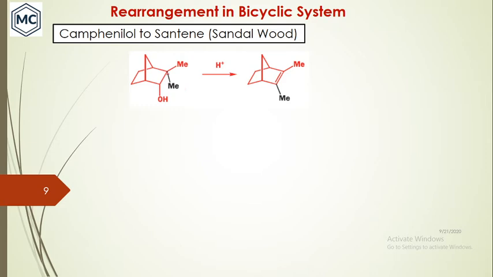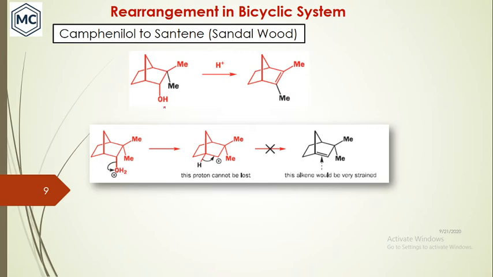And in this product, you can see that this one methyl group migrates to here and it forms an alkene in the presence of acid. So what is the mechanism of that? First, protonation occurs. You can see that protonation of this hydroxyl group occurs and it forms an oxonium salt. Then elimination takes place and forms a carbocation. So one possibility of elimination is that hydrogen can be eliminated from here. This proton can be lost. But it never loses this proton.